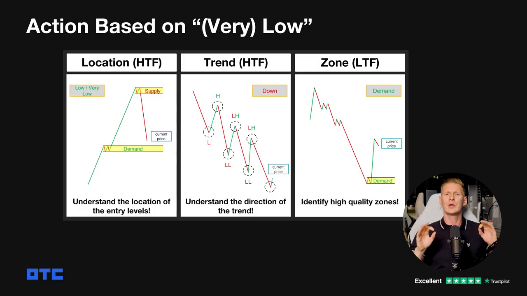This scenario represents the worst case scenario in terms of higher time frame (HTF) context. Essentially, the big picture misalignment. Let's say we have identified a lower time frame (LTF) demand zone, located in the low context of the HTF. But the HTF is in a downtrend.